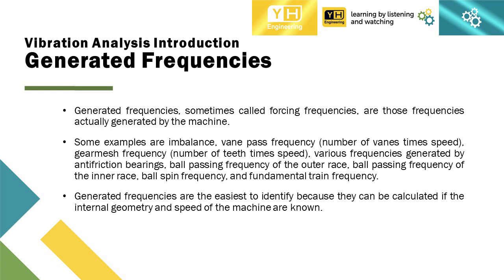Some examples are imbalance, vane pass frequency, or number of vanes times speed, gear mesh frequency, or number of teeth times speed, and various frequencies generated by anti-friction bearings: ball passing frequency of the outer race, ball passing frequency of the inner race, ball spin frequency, and fundamental train frequency. Generated frequencies are the easiest to identify because they can be calculated if the internal geometry and speed of the machine are known.